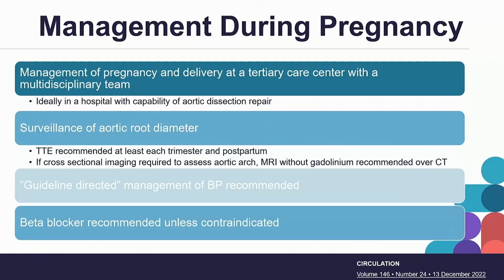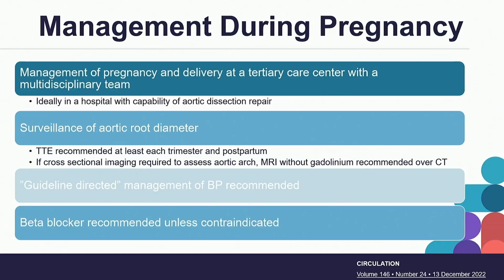So what are we doing for them during pregnancy? As my colleagues have said for other conditions, you want your pregnancy heart team to be aware of and talking about these patients. You want a multidisciplinary team to be involved about them. Ideally, you're in a hospital with the capability of aortic dissection repair, especially if you have somebody who is greater than that low risk. And probably your surgeon should at least be aware that this patient is out there somewhere.